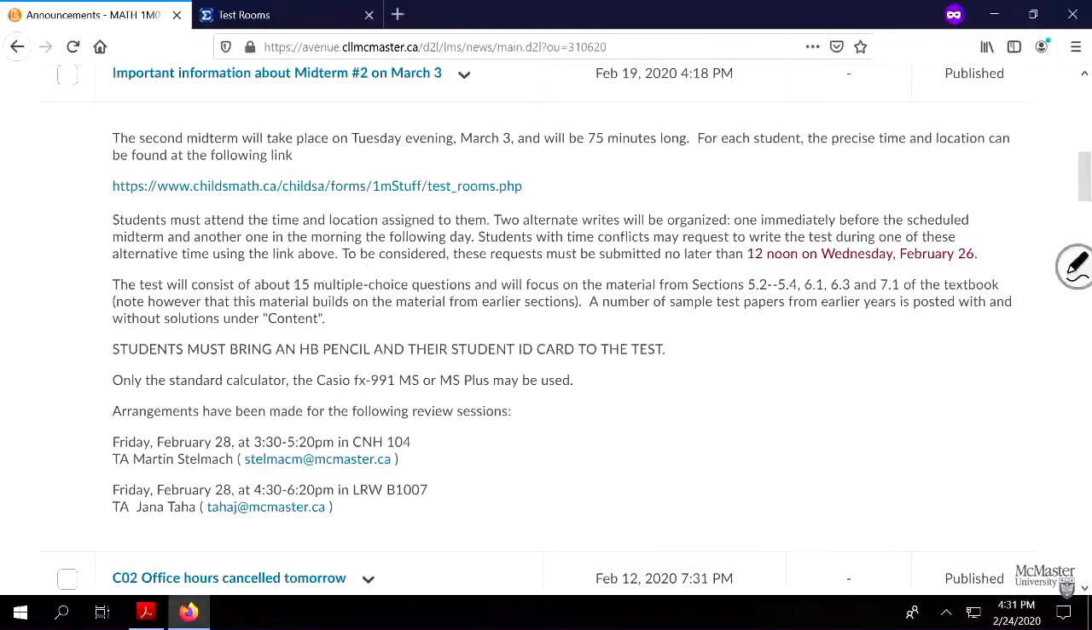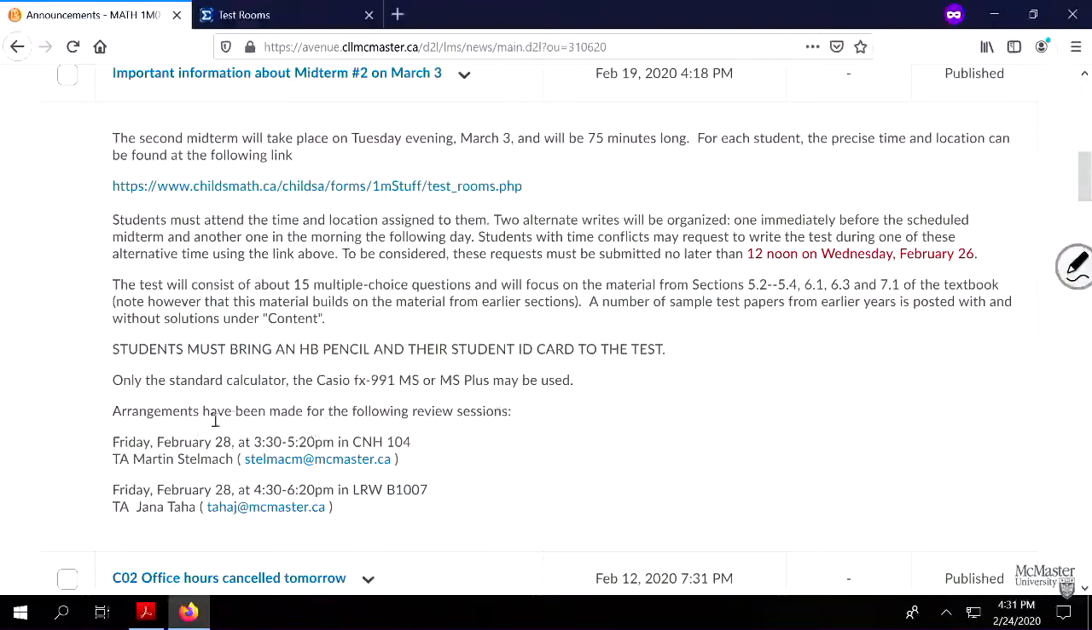The format is the same, 15 multiple choice questions. We start from section 5.2 and we end over 7.1. Of course, if you notice, the course is constructed by developing derivatives and integration. So of course you need to understand the material from previous sections in order to do that, but this is the coverage for the second midterm. You have sample tests that you can check. Of course, the requirement: HB pencil, student ID. You already know the standard calculators that can be used.